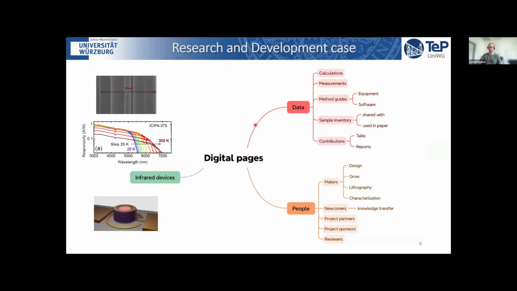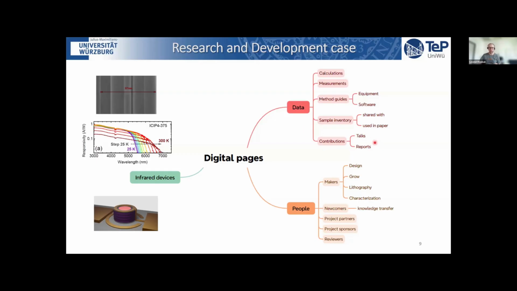And this is one of the solutions that I came up with. Basically, in our research and development, what we have to bridge is devices, data, and people. Data is the calculations and measurements that you do for these devices. You also want to keep track of the method guides, how you measure this particular plot. You also want to keep track of the samples, because we send samples to different collaborators, and we have to specify that these samples were processed in this way or grown for this design. We need to keep track of what we send where.